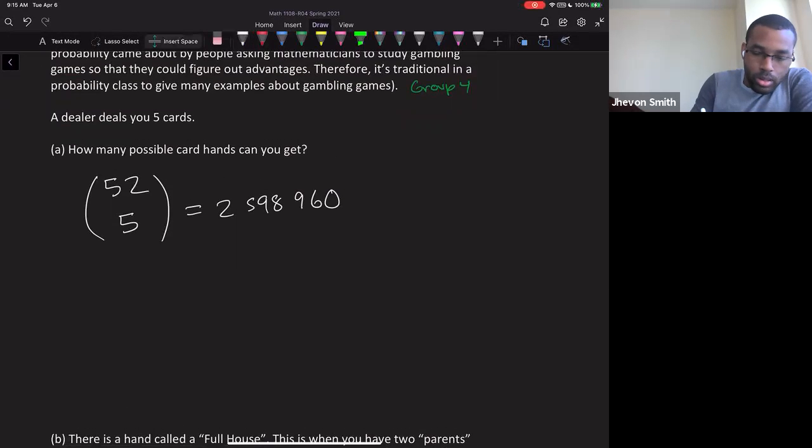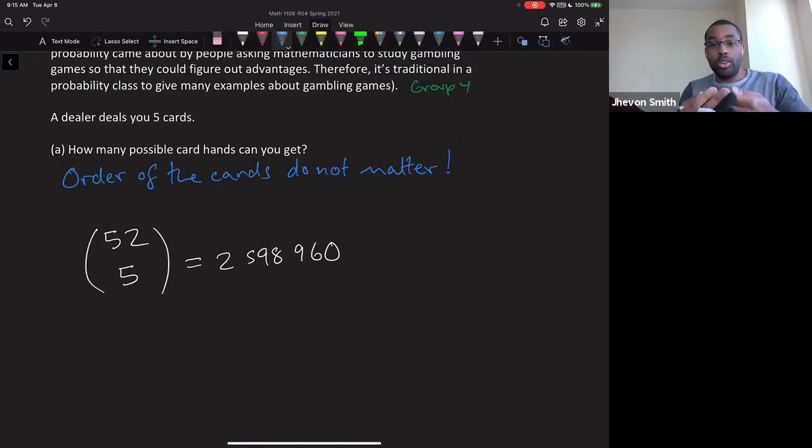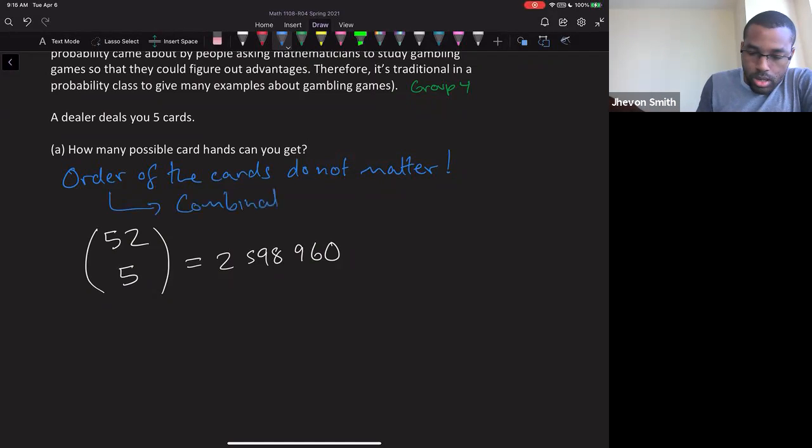Notice that the order of the cards does not matter. So that's very important, right? If you get five cards, you hold them in your hand and you reshuffle them in your hand, your card hand didn't change. The order does not matter. So when someone says a dealer gives you five cards, what order he gives you the cards in doesn't matter. So basically he has a deck of 52 cards in his hand. He randomly gives you five. So out of 52 objects, you just chose five objects without order. This is a combination.